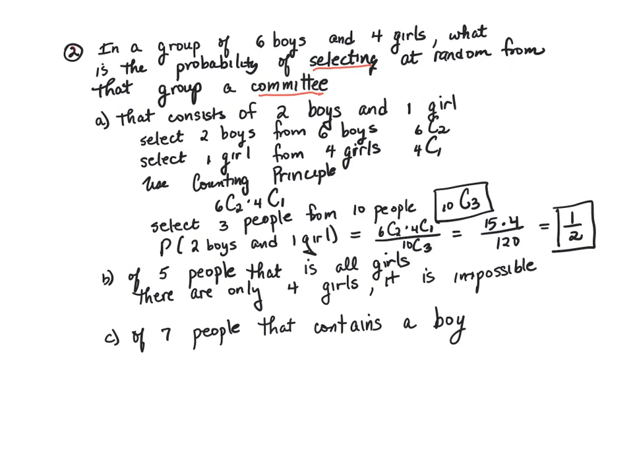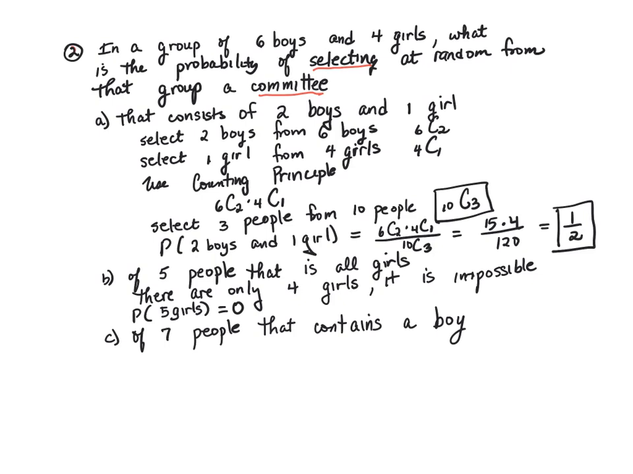So in that case, the answer to the probability is 0. Okay. Now, how about the probability of 7 people that contains a boy? All right, let's think about that one carefully.